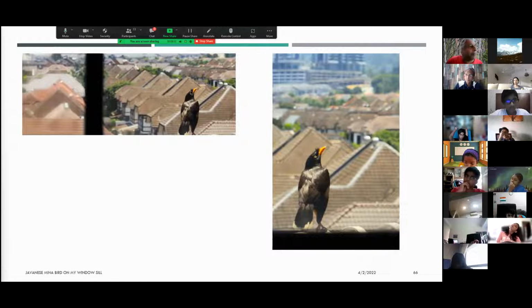Example of what I did of a bird, a myna bird, sitting on the windowsill. If you can see the top picture, the bird is actually sitting on the window. But when I frame it up, it looks a lot stronger. The bird looking up looks very expressive. Actually, it's trying to build a nest on top of my roof.